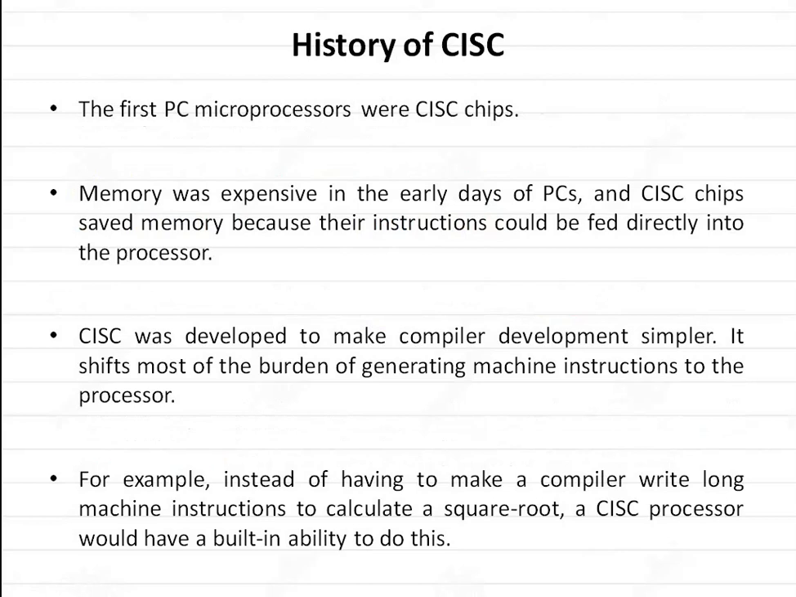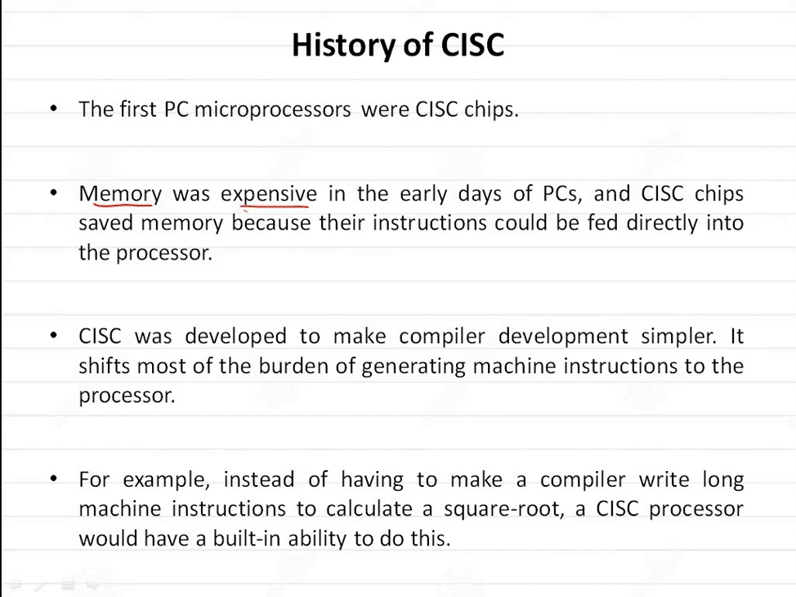So let us see first a brief history of our CISC microprocessors. Initially most of the microprocessors were designed using the CISC architecture because the memory was expensive in the early days, and using a CISC architecture it was easy for the designer to save memory, because a CISC architecture can directly read the instructions from the memory and feed them into the processor.